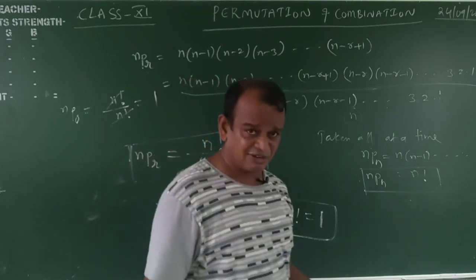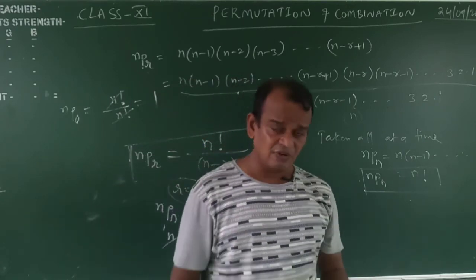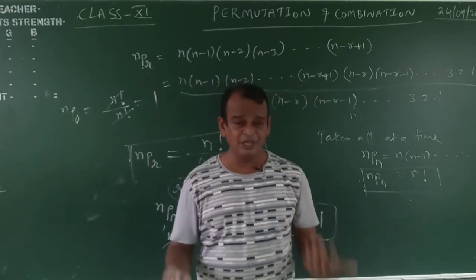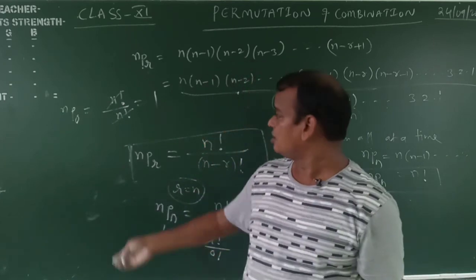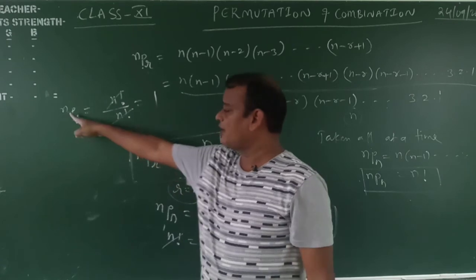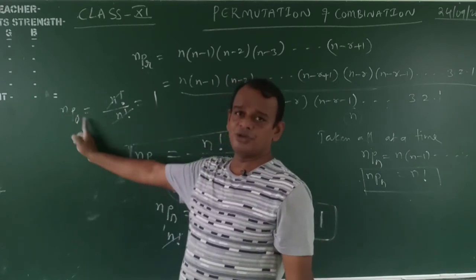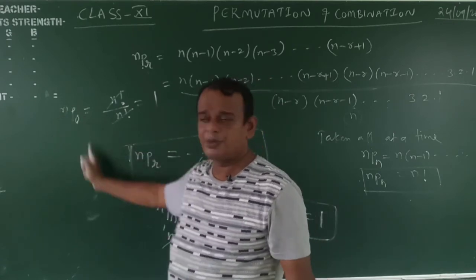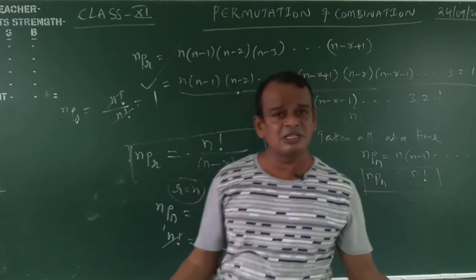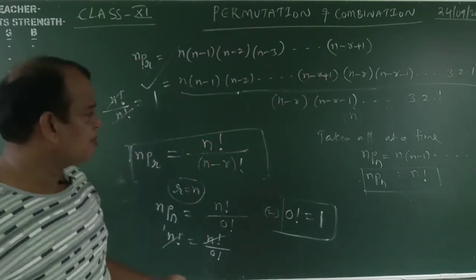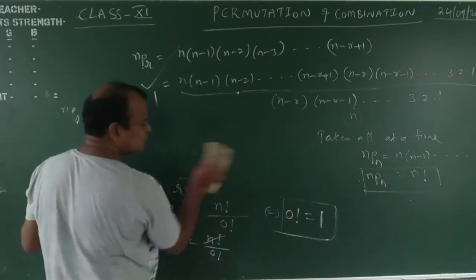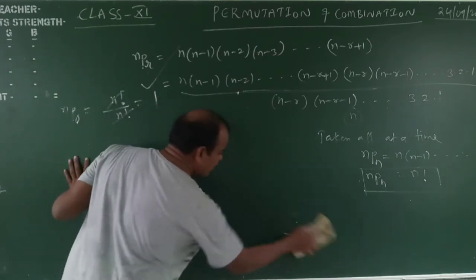nP0 means, whatever the positive number n may be, 6P0 is 1, 7P0 is 1, 8P0 is 1, 100P0 is 1. Whatever the n value, 1P0, 2P0, 3P0, 4P0, all values equal how much? 1. 2P0 is also 1. Okay, remember these formulas, my dear students. They are very, very important formulas.